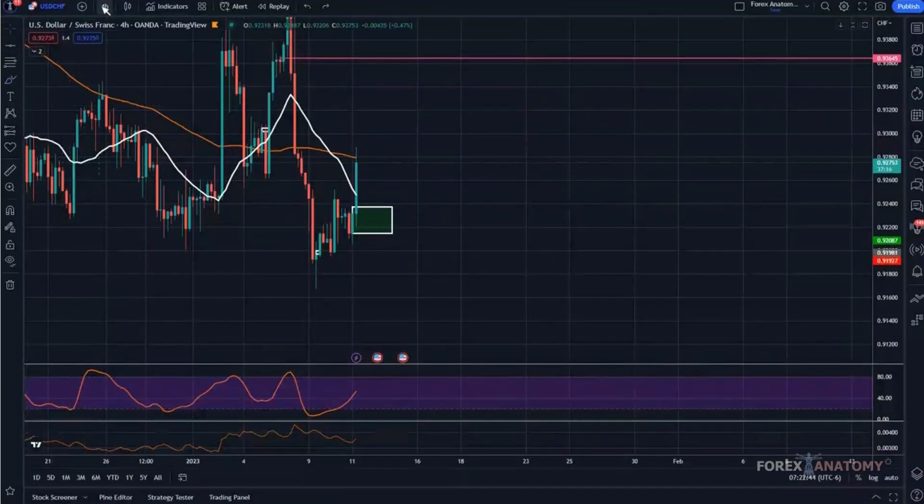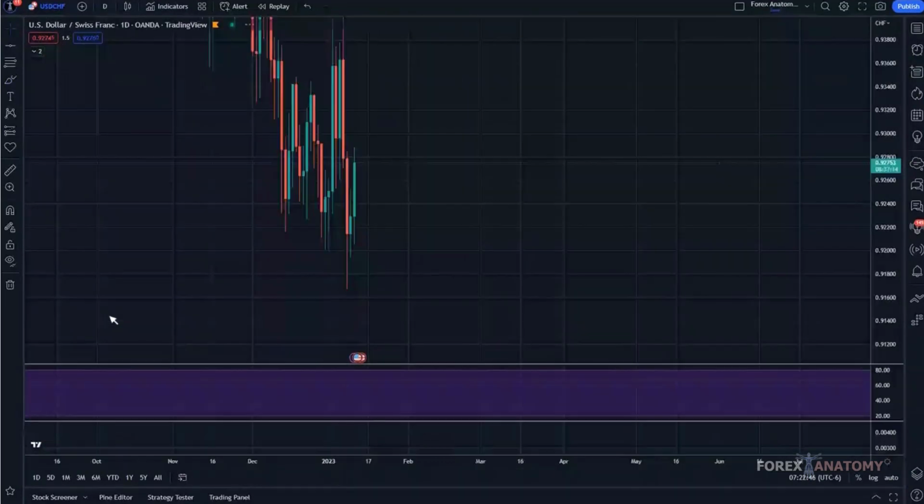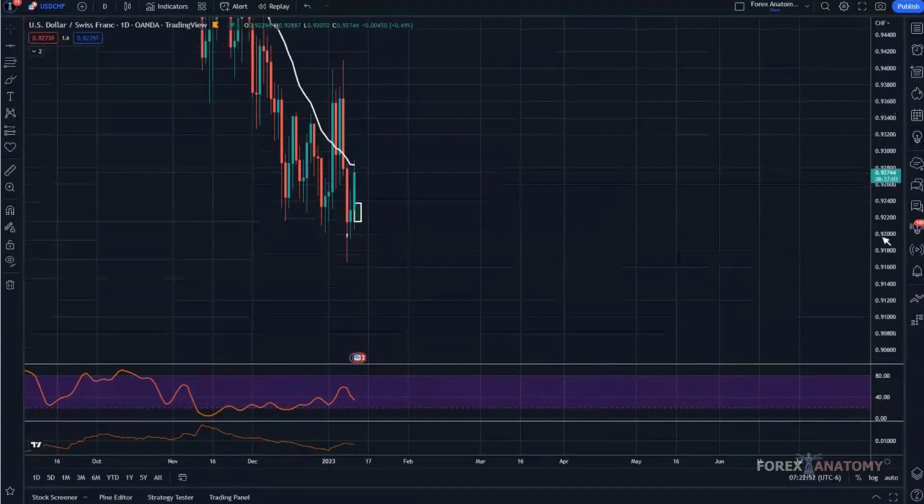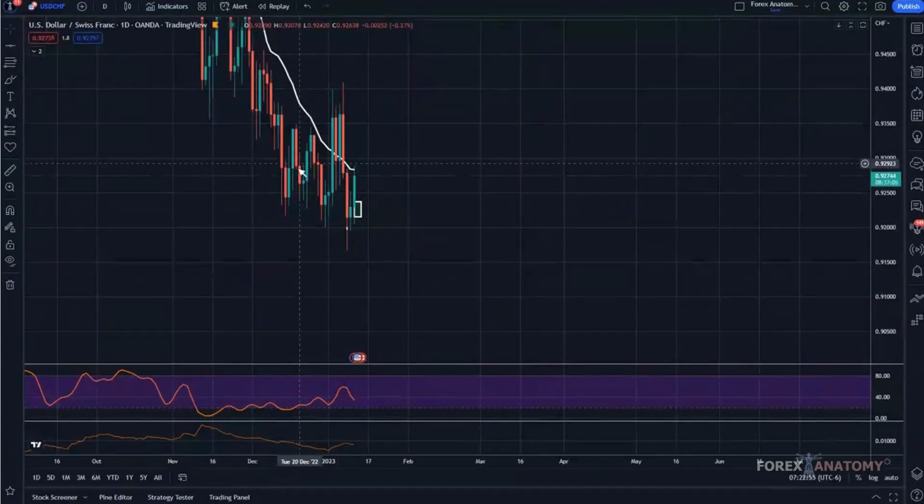But let's go to the daily. Let's see what the daily bias is. The daily bias is also somewhat bearish as well. So if you wanted to maintain a bias, then what you could do is just look for that sale to take place, because we see here that the daily is somewhat bearish. 4-hour is bearish. The only time frame that's bullish is the 1-hour.